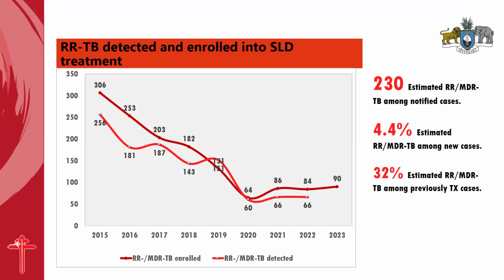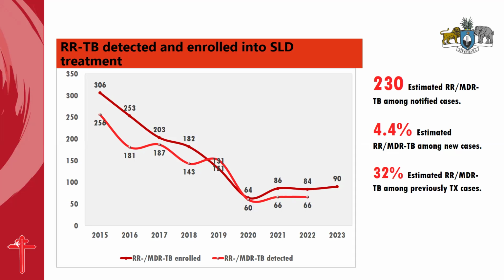So in some cases, for example in 2022, when the data was collected, it was 66, the one which is not the thick red, the other one which is light. So you can see the RR, it was 66. It means there were 66 which were RIF resistant, and then the thick red, you can see that it's 84, still in year 2022. So those ones were enrolled.